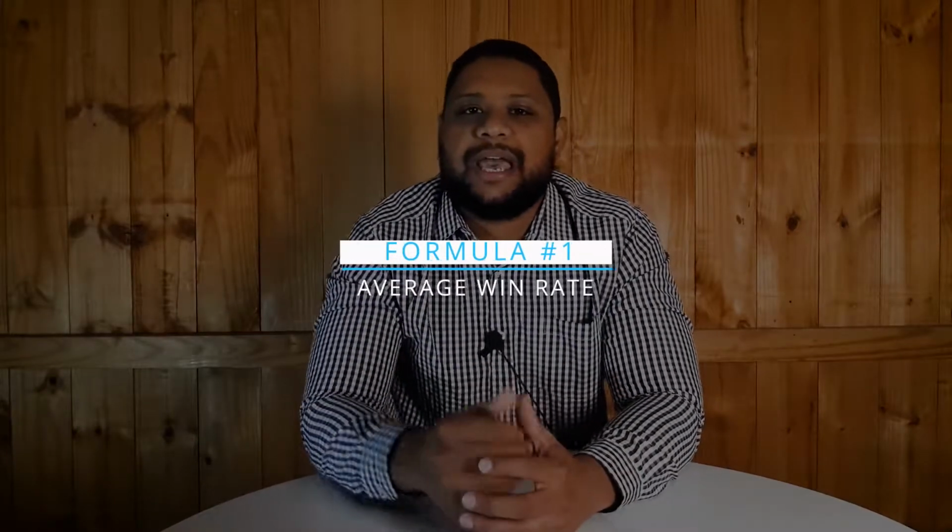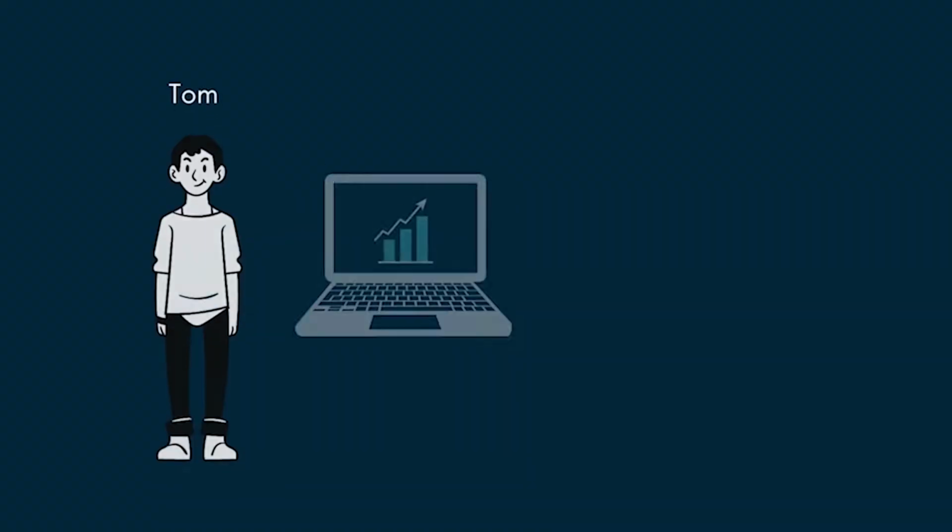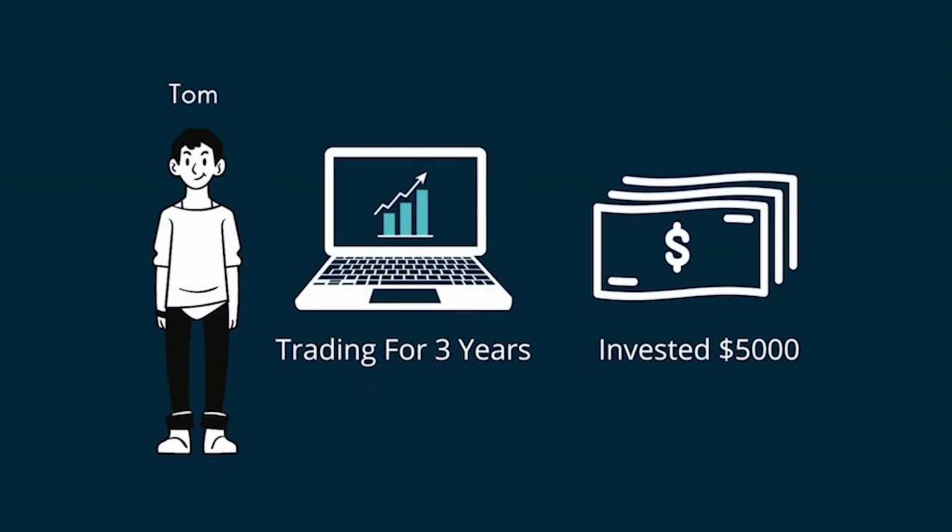Okay, so we're going to be looking at the average win rate formula first. And this is a very simple formula to calculate. All you'll have to do is take the sum of all the winning trades divided by the number of winning trades. So let's go have a look at an example. Over here we have Tom. Tom has been trading for about 3 years and started trading with a $5,000 trading account. Tom is thinking of investing a little bit more money into his trading account, but before making such a commitment, he would like to first know what his average win and average loss rate is.